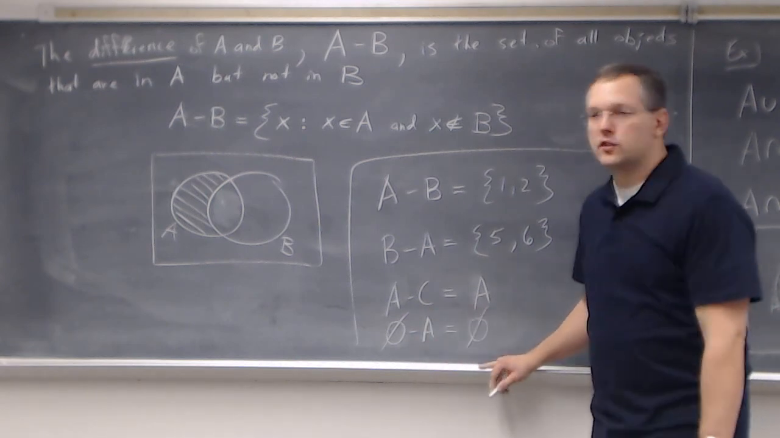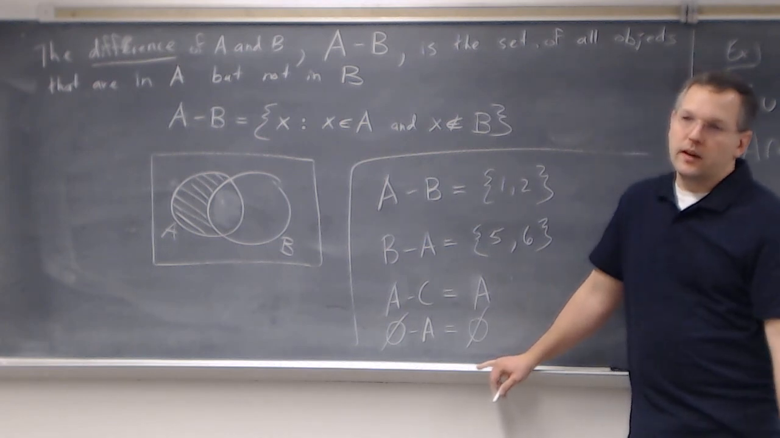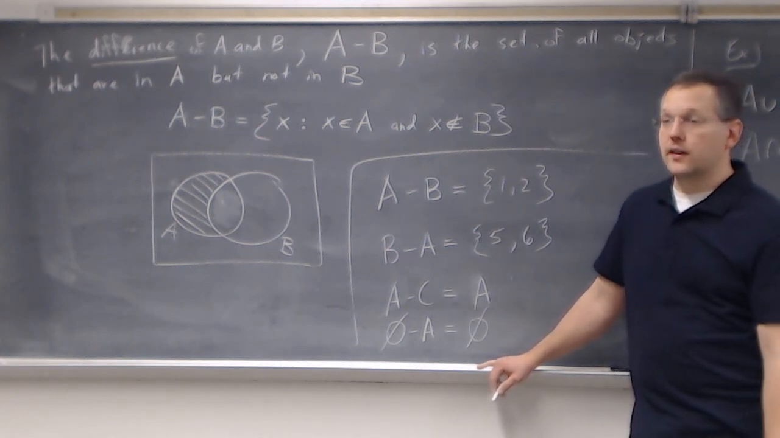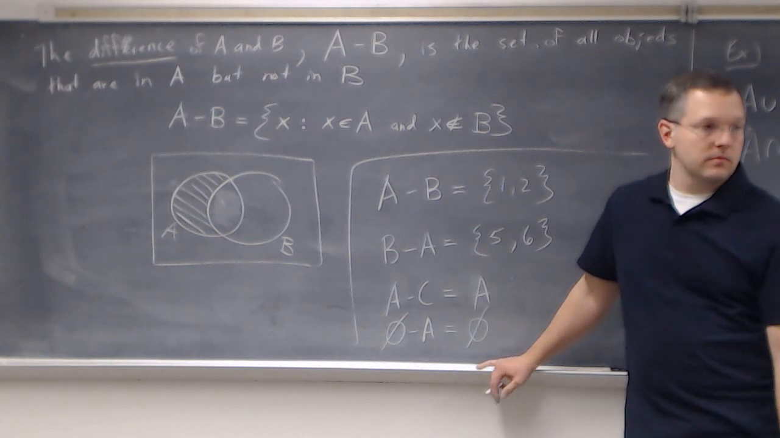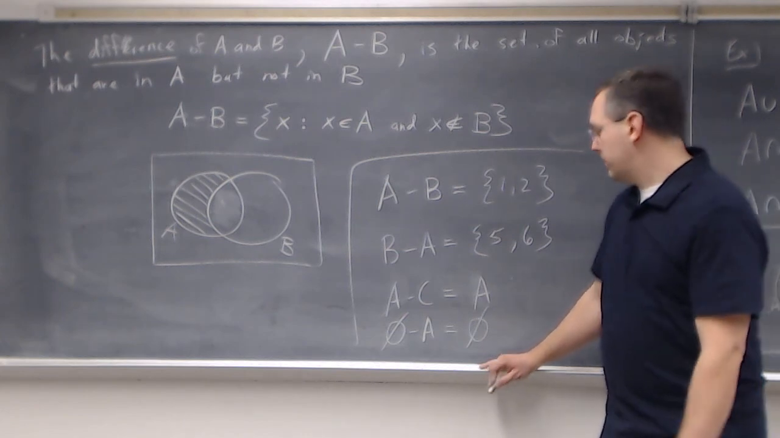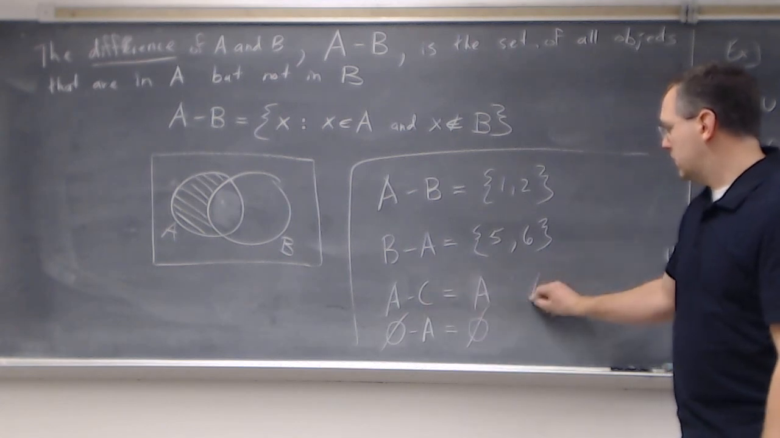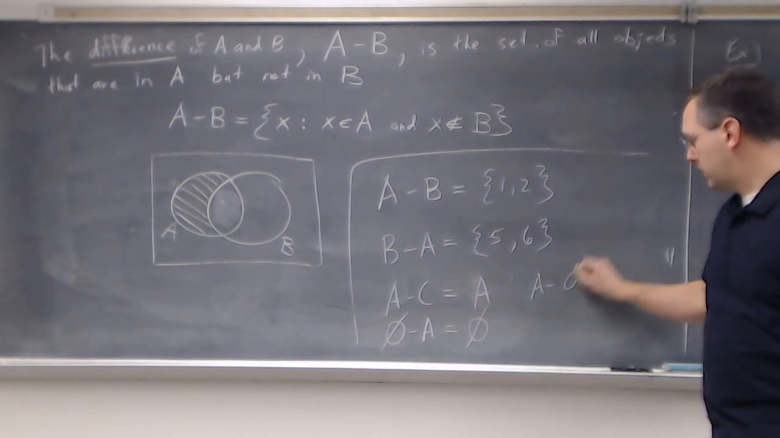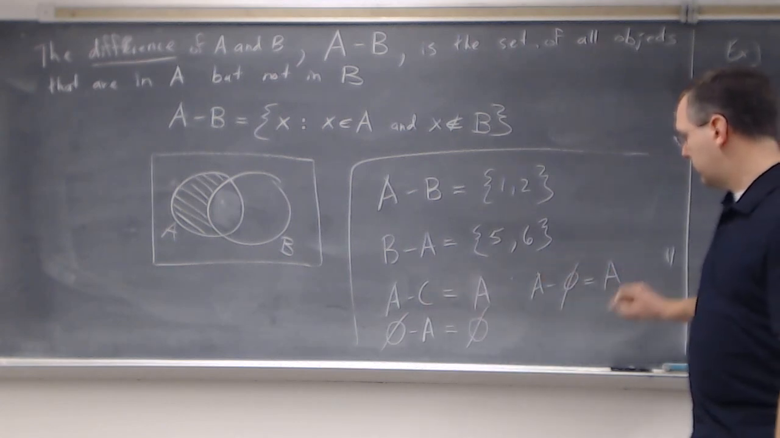If you start with the empty set, you're going to end up with the empty set, and you subtract anything else. And A minus the empty set would just be A. Mm-hmm. A minus the empty set would be A. That's kind of equivalent to that. Right.